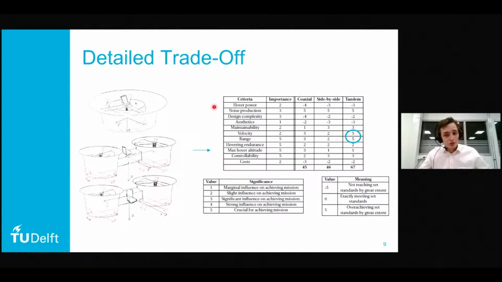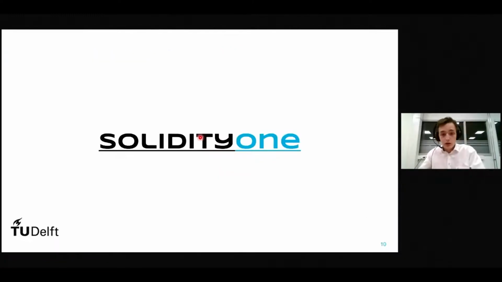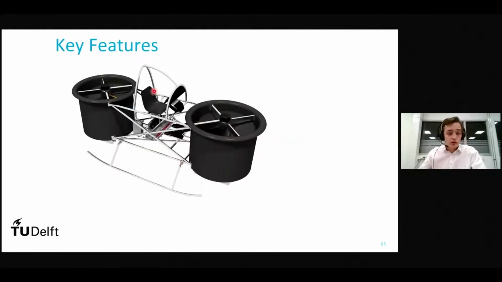So when we analyzed our 3 leading concepts against about a dozen criteria, in the end, the tandem design won out because it enabled higher speeds, which in turn gave us better range, which scores higher in the competition rules. Which then led us, of course, to our final design, Solidity 1. To give an introduction to the vehicle, it's a tandem electric VTOL capable of carrying a single pilot.